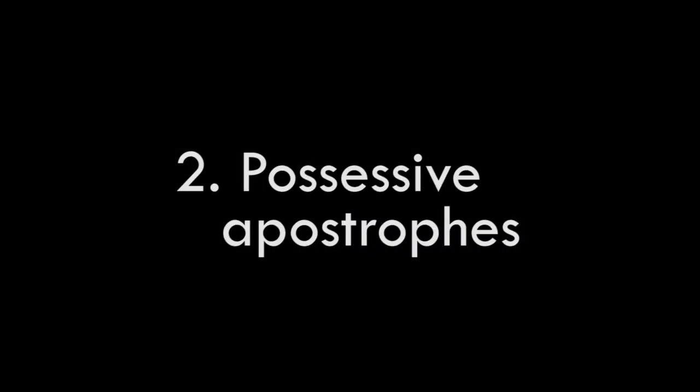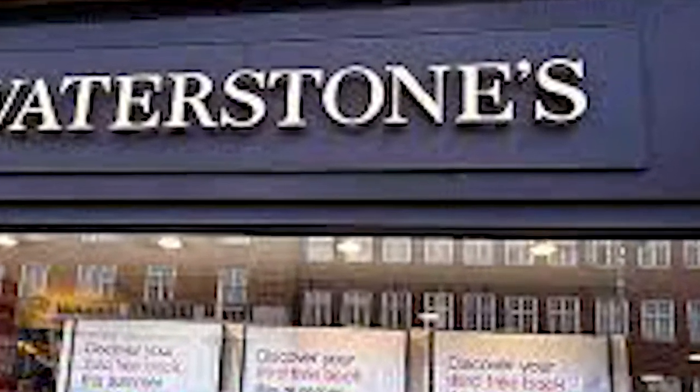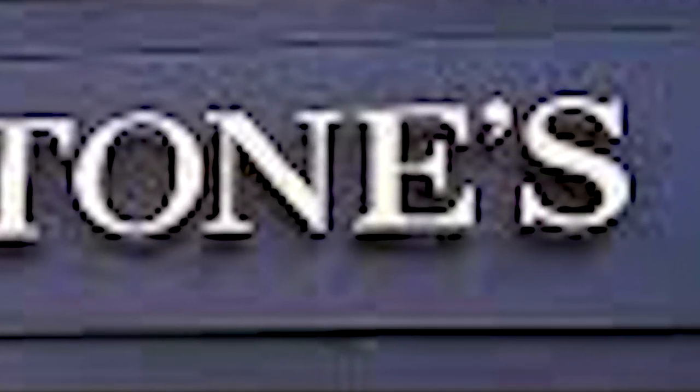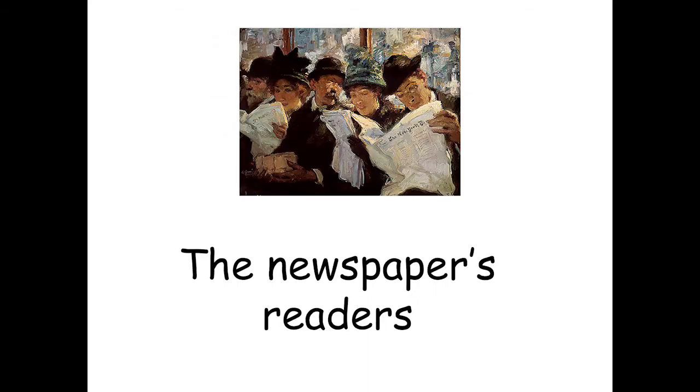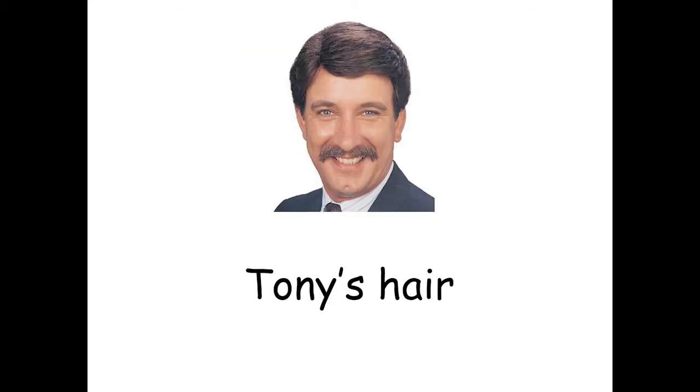2. Possessive apostrophes. Apostrophes show that something belongs to or is connected with something else. To show belonging, you add apostrophe s. For example, the cat's tail says that the tail belongs to the cat. The newspaper's readers says that the readers are connected with the newspaper. Tony's hair says that the hair belongs to Tony.